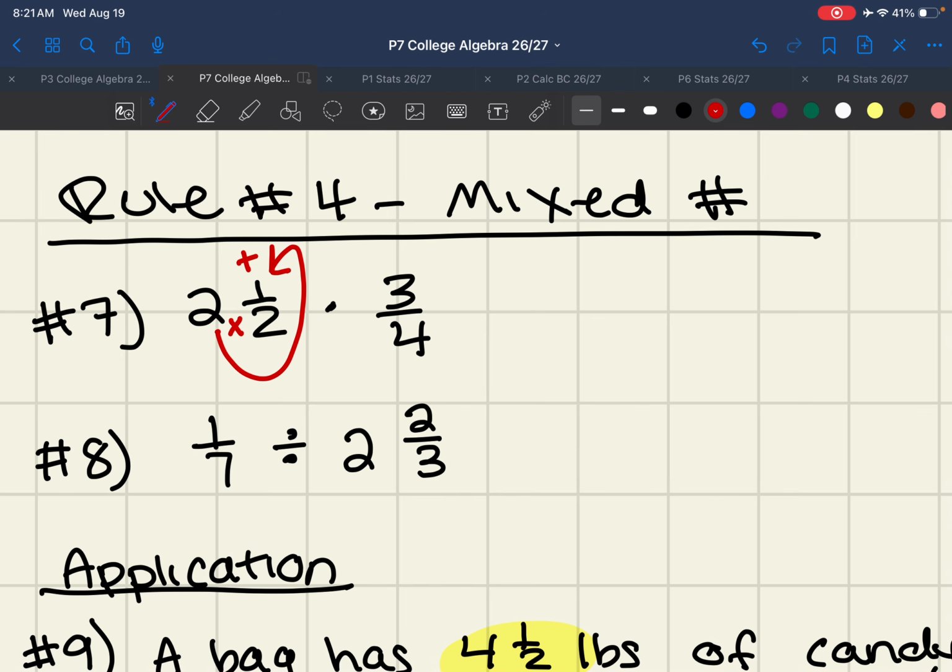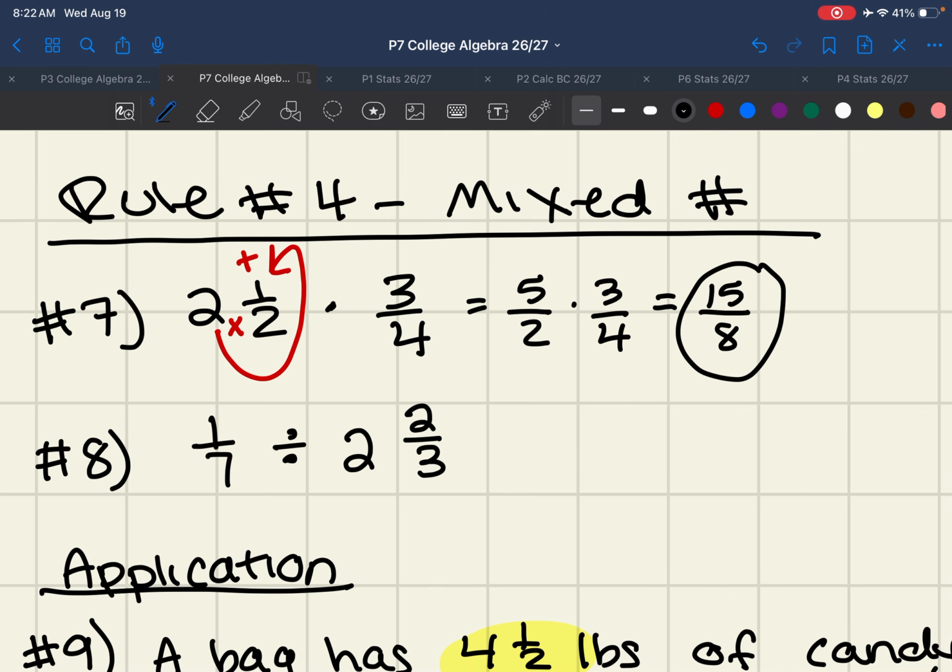So I have 2 times 2, which is 4, 4 plus 1, which is 5, and then I keep the same denominator. So this becomes 5/2. Okay. Then I just rewrite everything else, so I bring over my 3 over 4, and since I'm multiplying, I just simply multiply across, and I get 15/8. Notice this is my answer because I'm not able to divide both the numerator and the denominator by the same number. Okay, that's the most important part here, the same number.